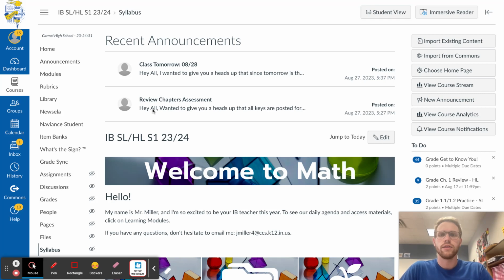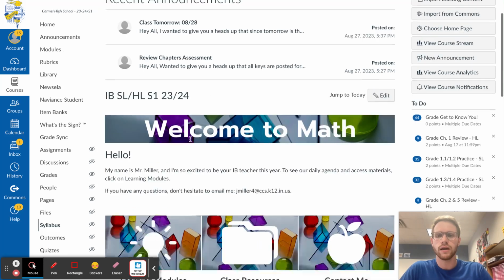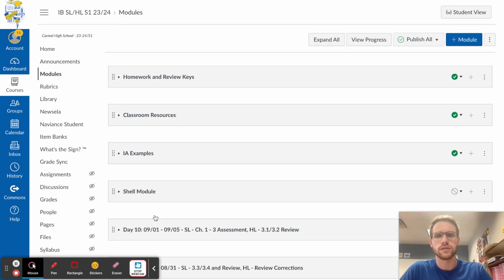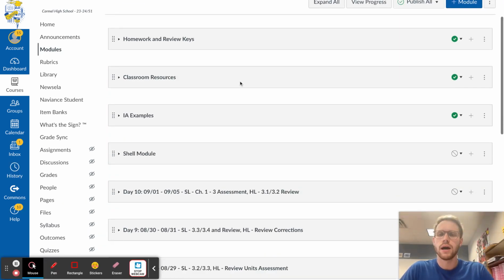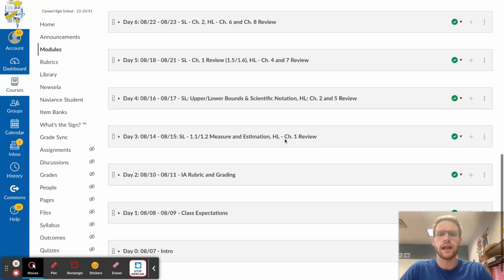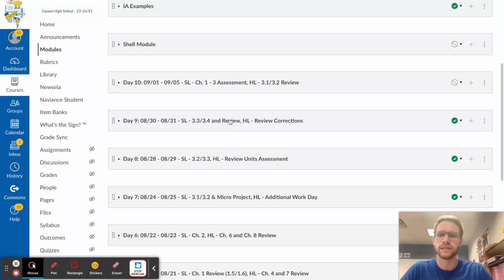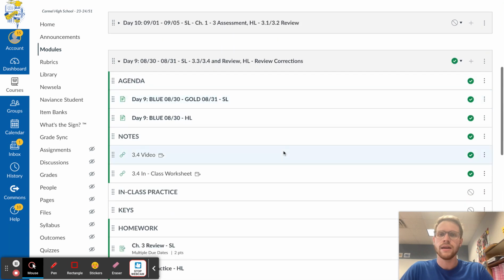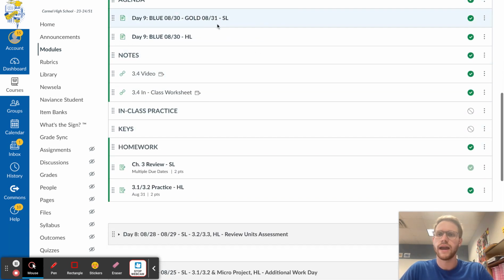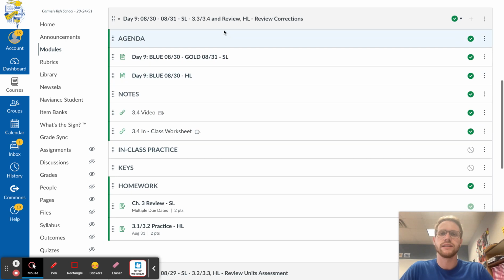On our Canvas page, if you click on modules, that is where everything the students are going to need is housed. In each day in class, we have a module. So, for example, today for Gold SL, they have an agenda in there. It goes over the sections that we're doing that day. SL is covering 3.3 and 3.4 and reviewing a little bit because they have a test next time. HL is doing their review assessment corrections on their next class period.